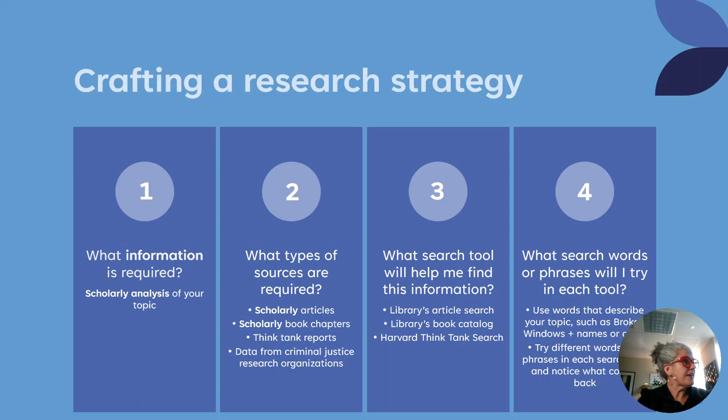So to craft this strategy, we think about what information is required: scholarly resources, so not Google, not websites, but scholars. What types of sources are required: articles, book chapters, think tank reports, which you learned about in your last CJC 103 assignment, and criminal justice research organization data and reports. The search tools we're going to look at are the article search and book search. The search words we're going to try are probably broken windows, but you might find that adding other words is useful. We're going to just try them in the different tools and see how they work.